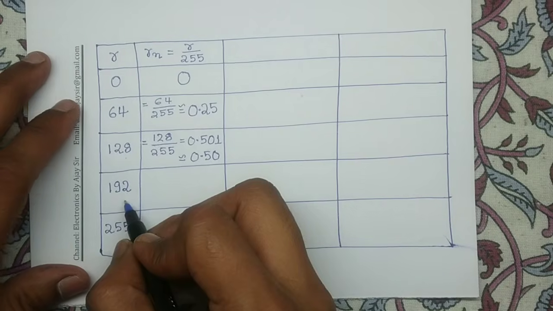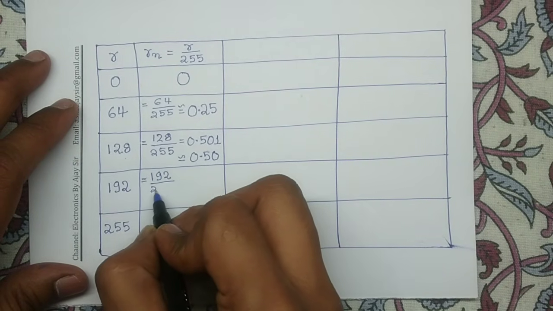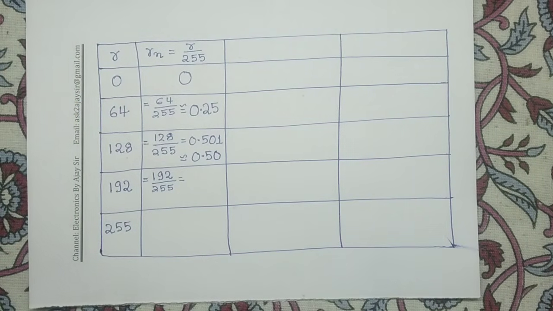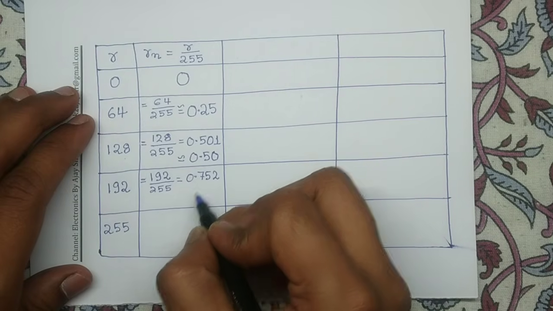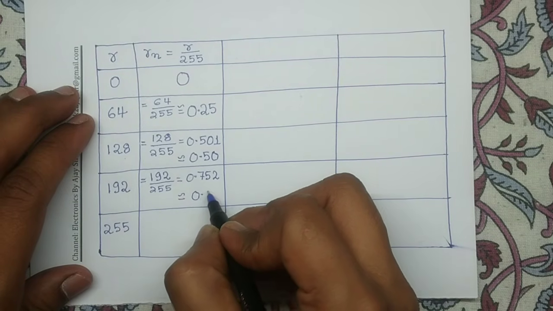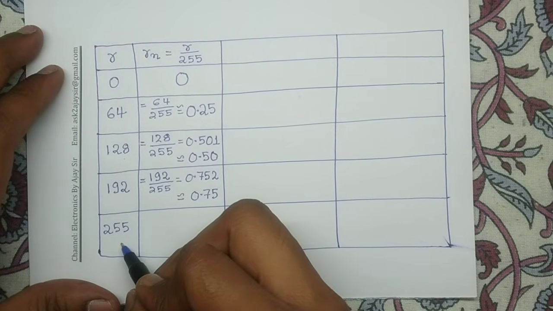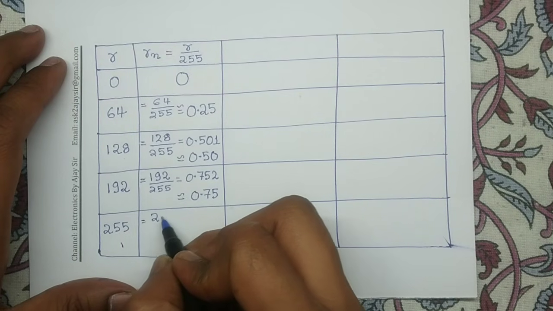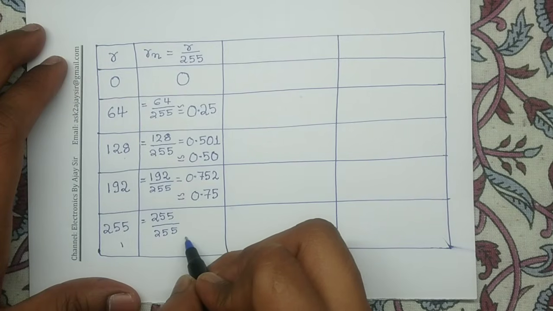Next intensity value is 192. We will normalize it with respect to its maximum intensity value, that is 255. If you solve this expression, it is 0.752, and up to 2 decimal places it is approximated to 0.75. Next, we will normalize this intensity value 255 with respect to its maximum intensity value 255. So 255 divided by 255 is equal to 1.